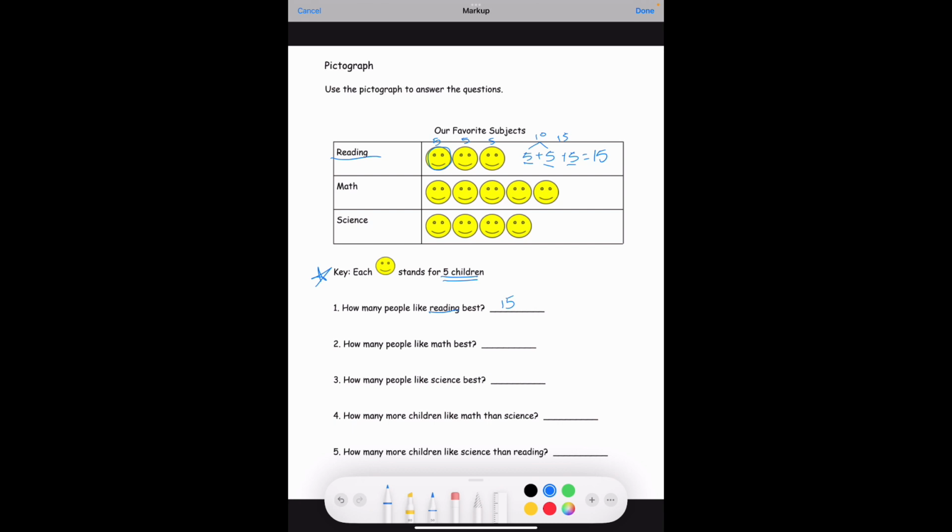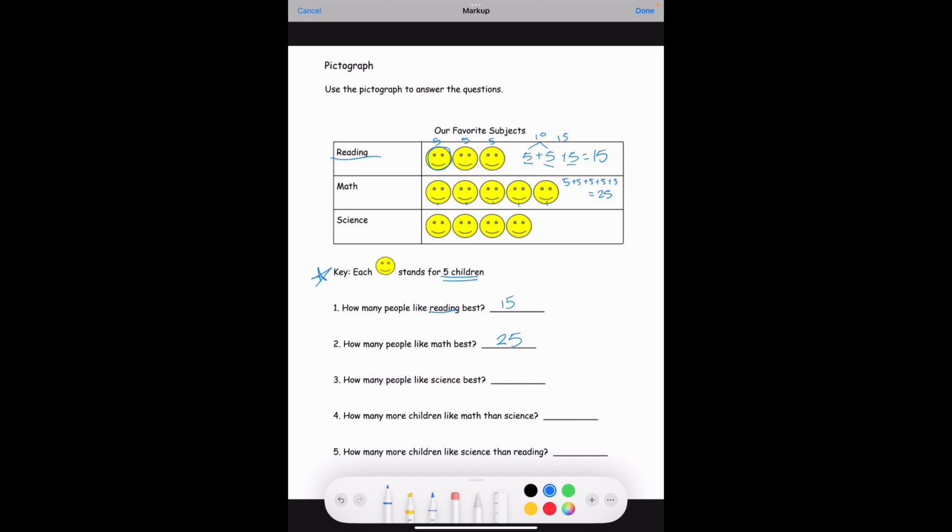How many people like math best? Let's see how many smiley faces there are. There's 1, 2, 3, 4, 5. So we're going to do 5 plus 5 plus 5 plus 5 plus 5. I'll give you a little time to solve that on your own. Alright, 5 plus 5 plus 5 plus 5 plus 5 will equal 25. So 25 people like math best.